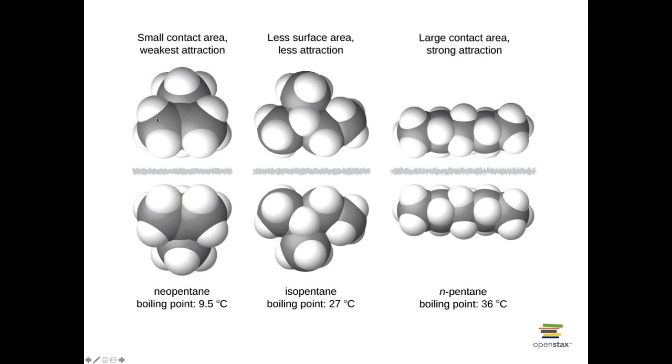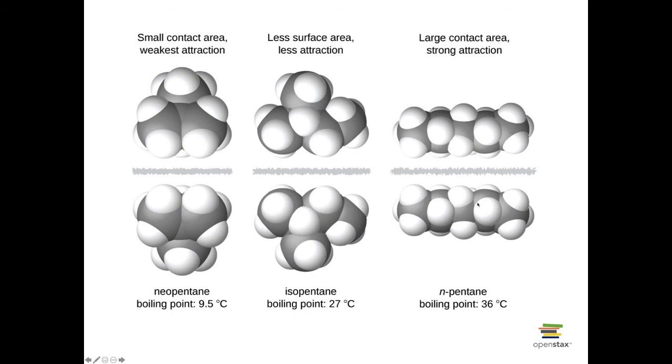Neopentane has the smallest contact area and the weakest attraction, the weakest dispersion forces, because it's the most compact molecule, so it has the lowest boiling point. And then isopentane has the intermediate surface area, intermediate attraction, and intermediate boiling point. Now, of course, this applied because these 3 compounds all have the same mass, so they're nominally equal in that sense, and then we have to look more at the structure.